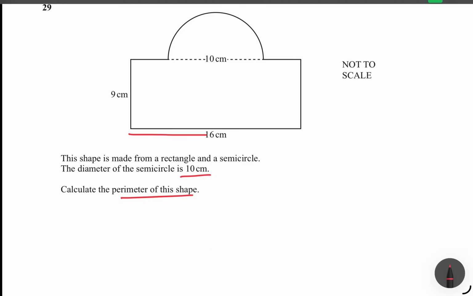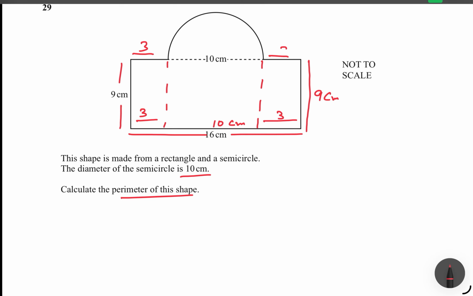So we have this one is 16, and this one is 9, as you can see on the left-hand side. This is also 9 here, and we need to know these two. As I move down here, this is going to be 10 centimeters, and then with 6 left, this side is 3 and this side is 3. So this is 3 centimeters, this is 3 centimeters. So this is the length around this, and then we are looking for the semicircle as well.